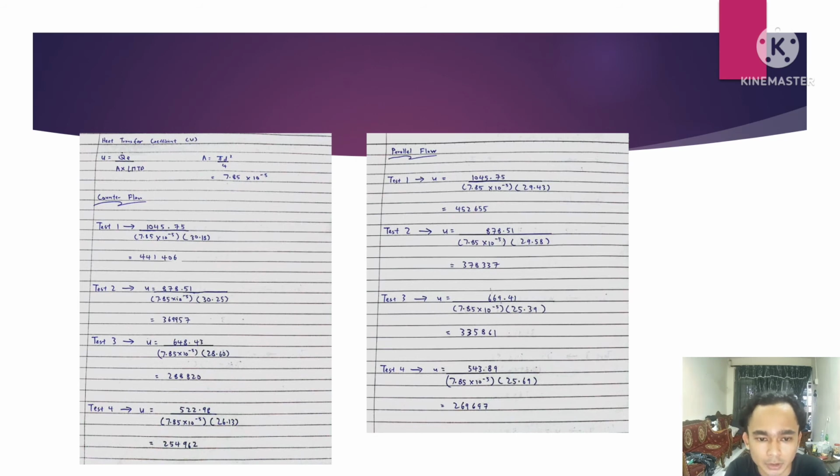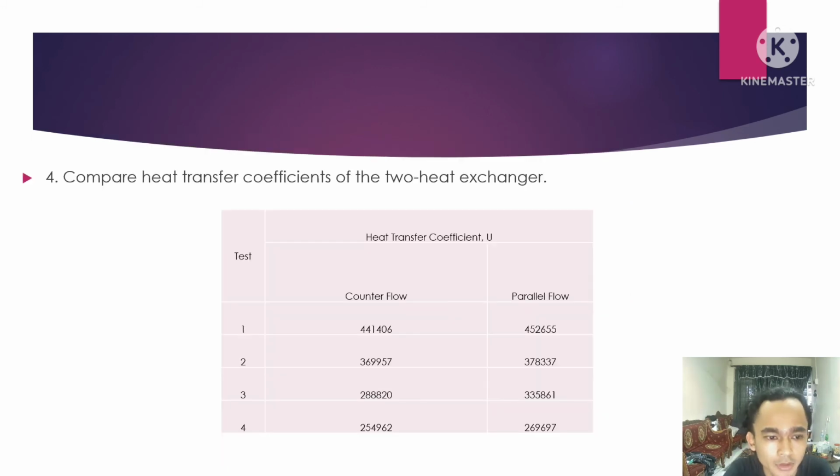Then we proceed to parallel flow. For test 1, the coefficient is 452,655, test 2 is 378,337, test 3 is 335,861, and the last one is 269,697. This is the comparison of heat transfer between the two heat exchangers, and from the table we can see that the parallel flow has a higher heat transfer coefficient compared to the counter flow. That's all from me. Thank you.